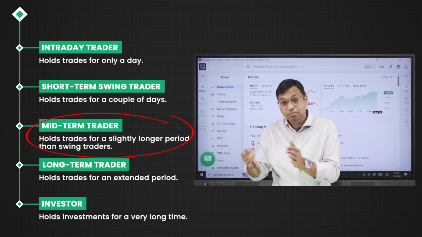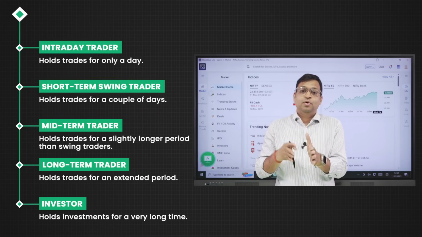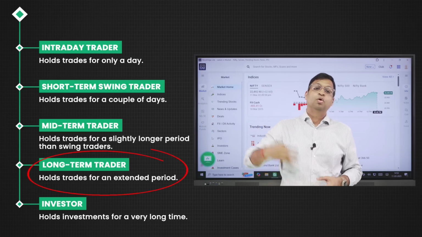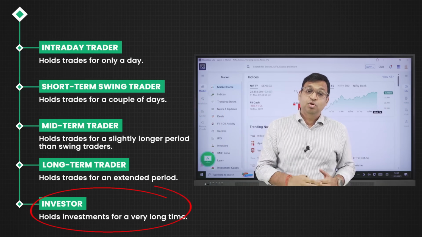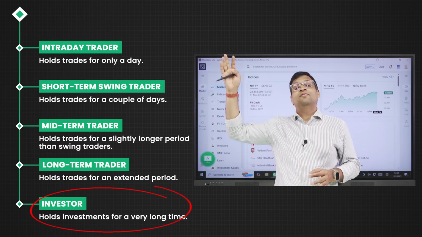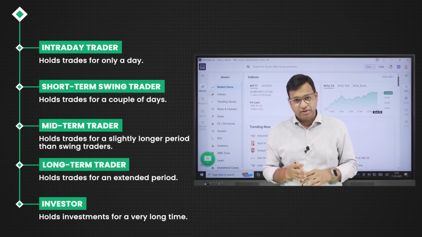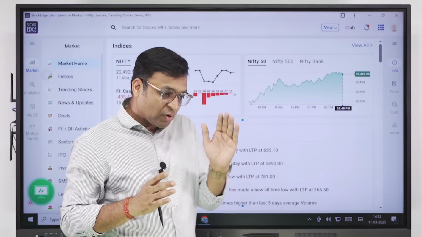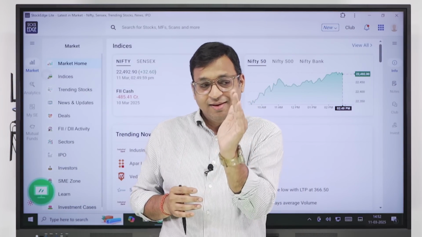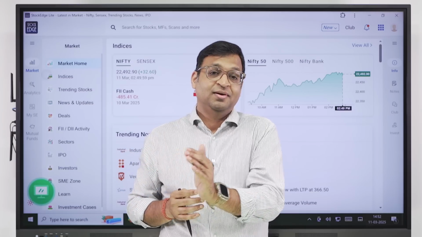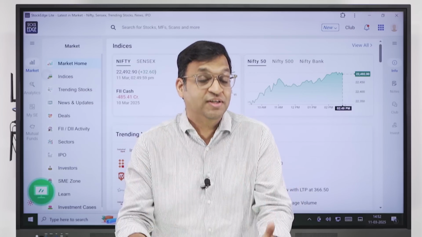When you are a mid-term trader, you trade for a couple of more days. When you are a long-term trader, you actually hold the position for a long period of time. And when you are an investor, you hold a position for a very, very long period of time, could be 2 years, 3 years. Based on that, moving average is a great indicator which can help you plan your position based on what kind of objective you have to trade.